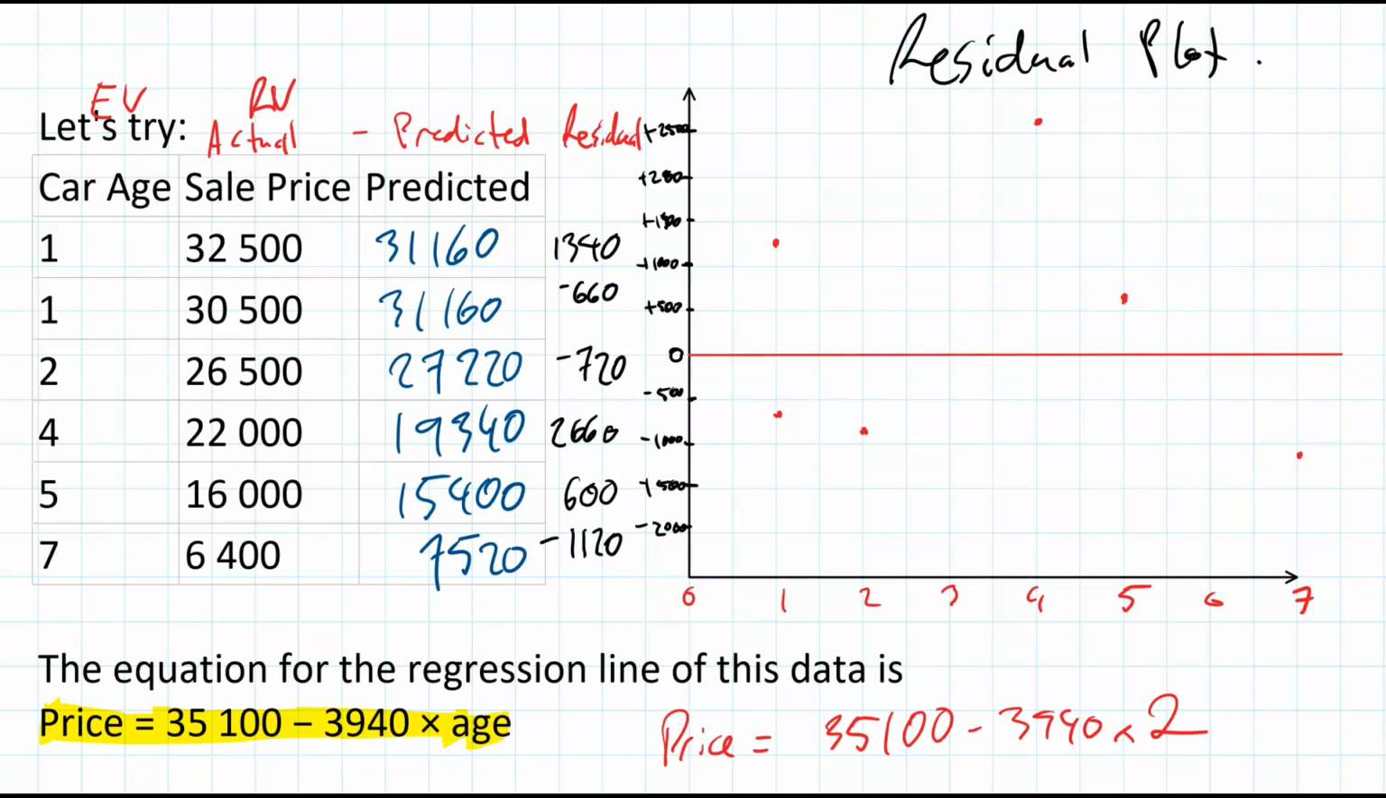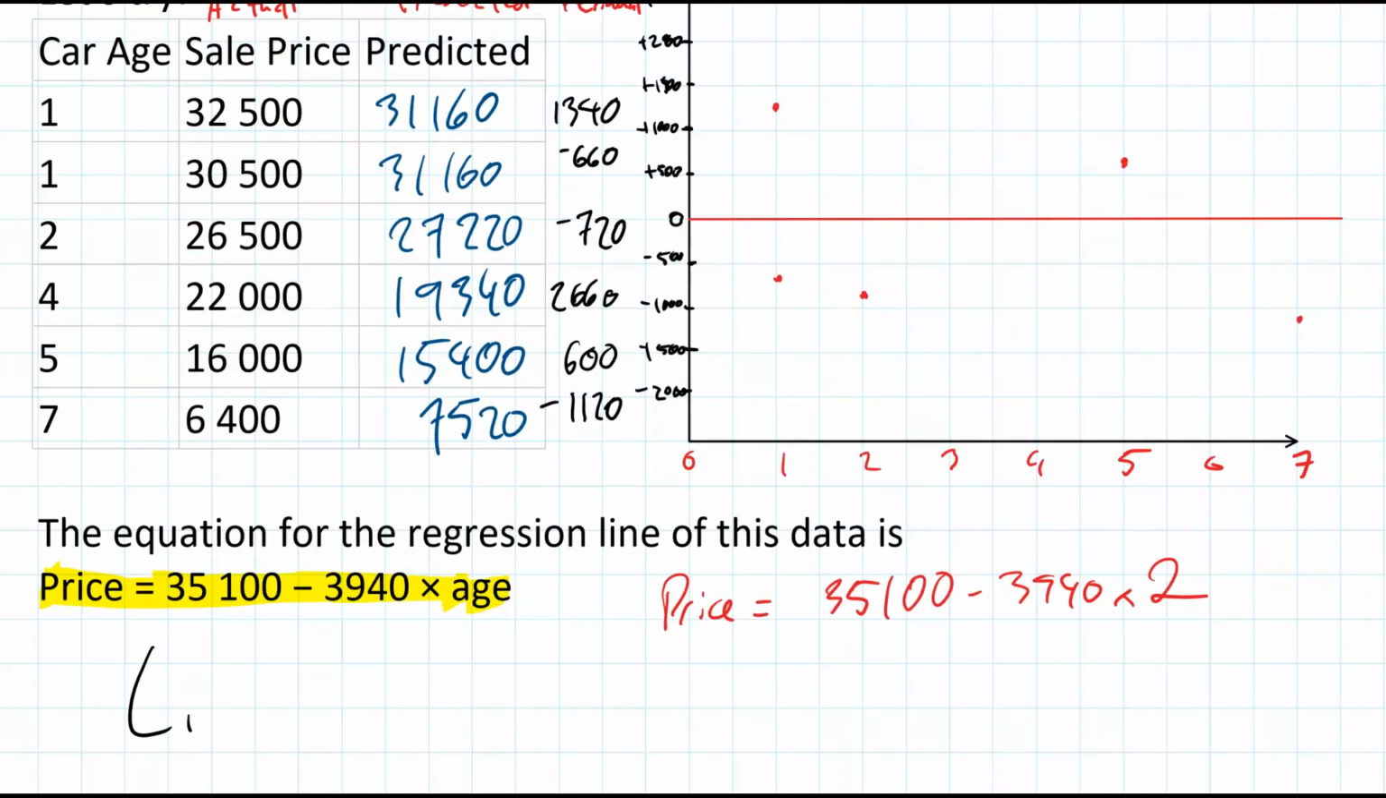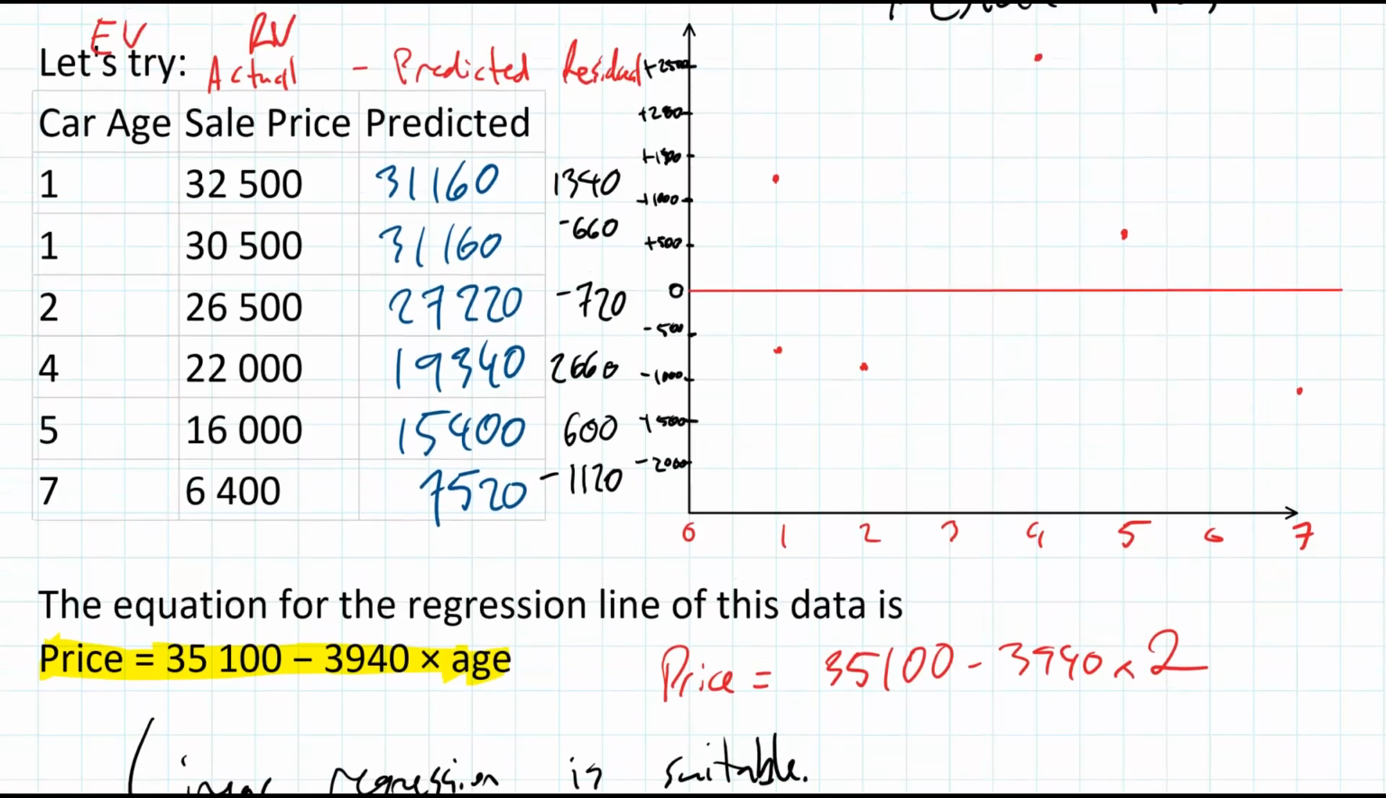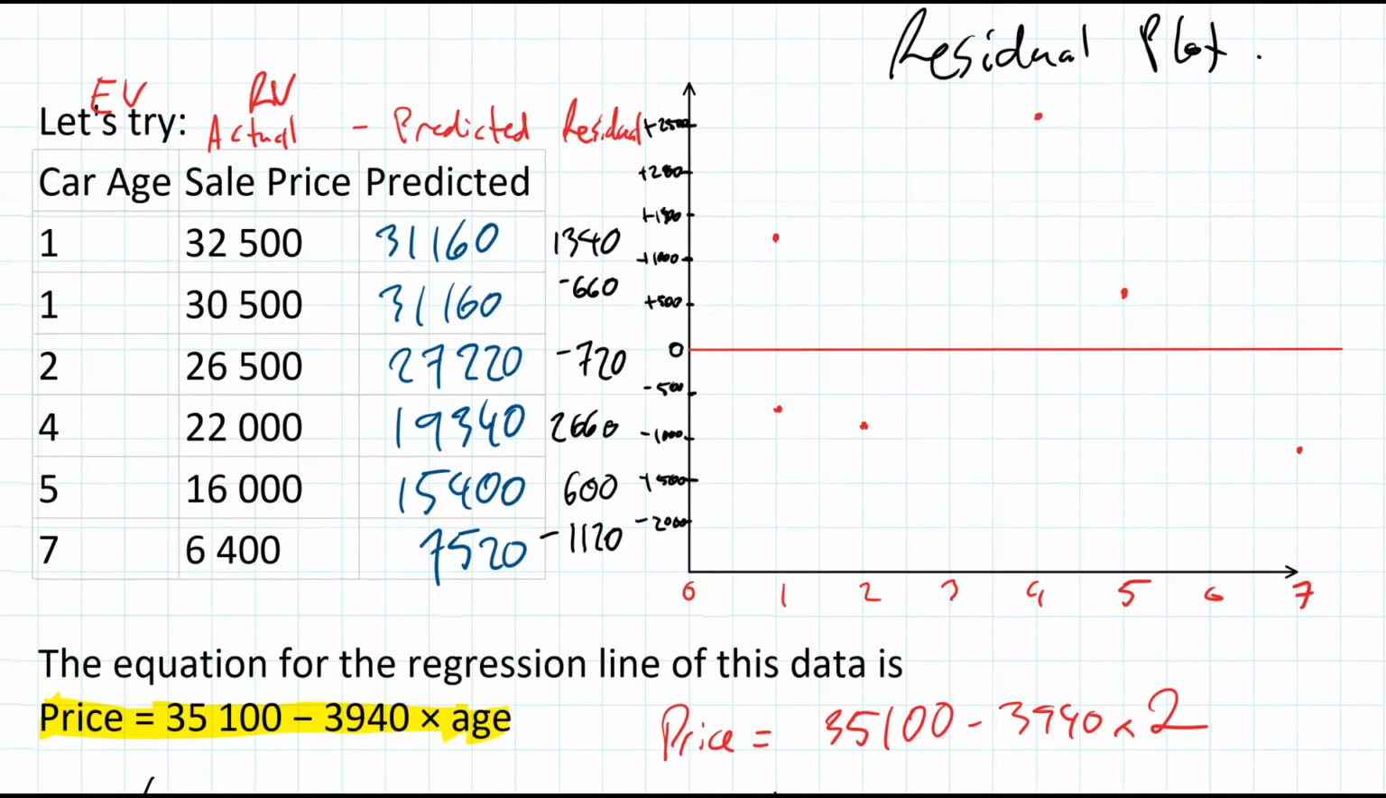Question, is it random? Or can you see a pattern? I'd say it's pretty random. You've got an even scattering over it. You've got one that's a bit further out, but there's no really defined pattern like what we saw before. So we would say that a linear regression is suitable for this. Okay, and that's a residual plot. We use it to decide whether a linear model is appropriate for a certain set of data.